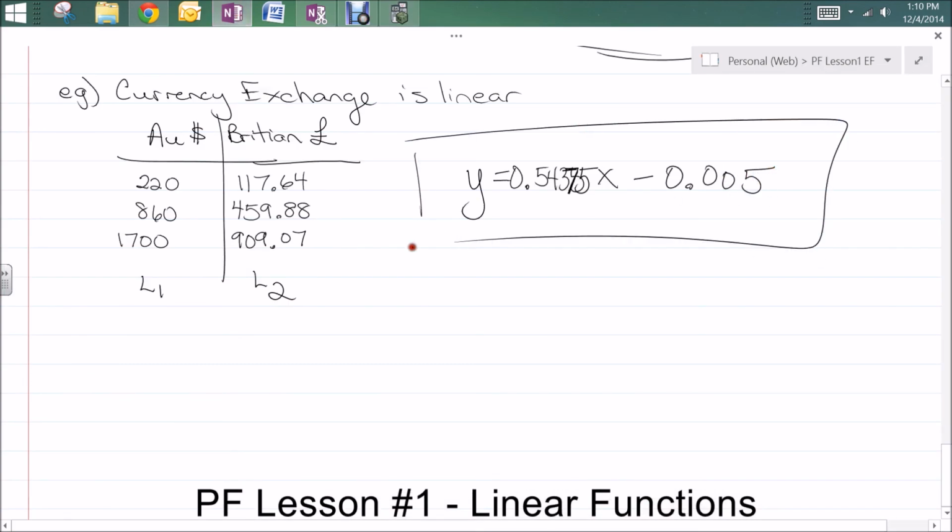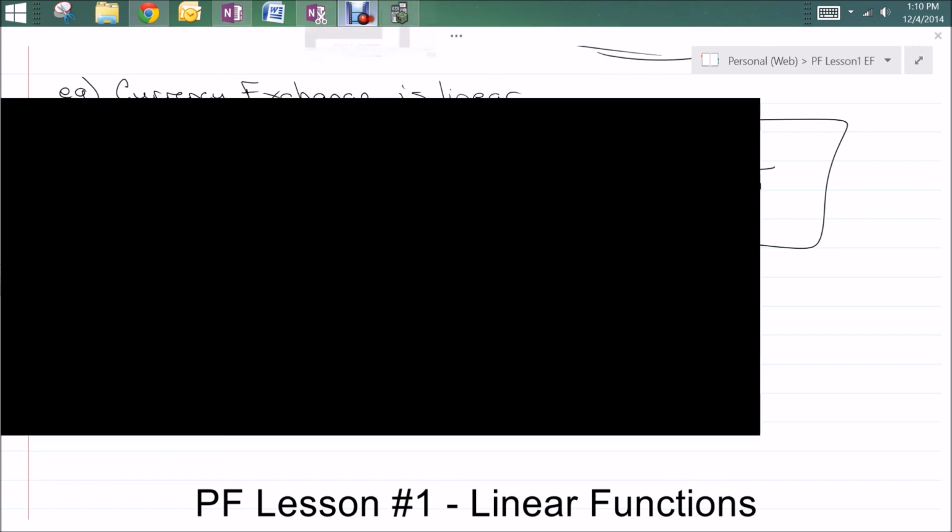Once you've got the equation, you can do any sorts of questions. Keep in mind you've got two variables, y and x. You can change the variables if you want, and you can ask questions. Does this make sense? Okay, that's the end of this lesson.